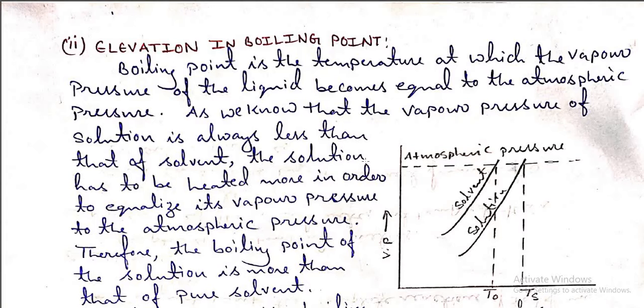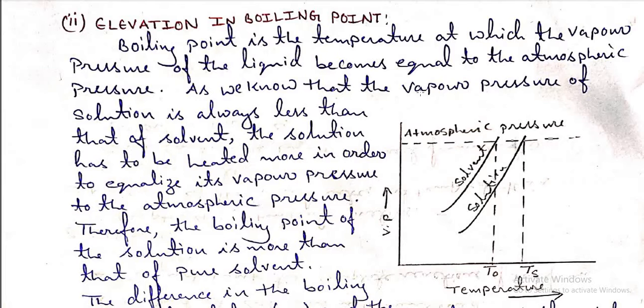Now today we are going to discuss the second colligative property, that is elevation in boiling point. Let us try to understand what this term means, elevation in boiling point. So before that we try to understand and define the boiling point. Boiling point is the temperature at which the vapor pressure of the liquid becomes equal to the atmospheric pressure.